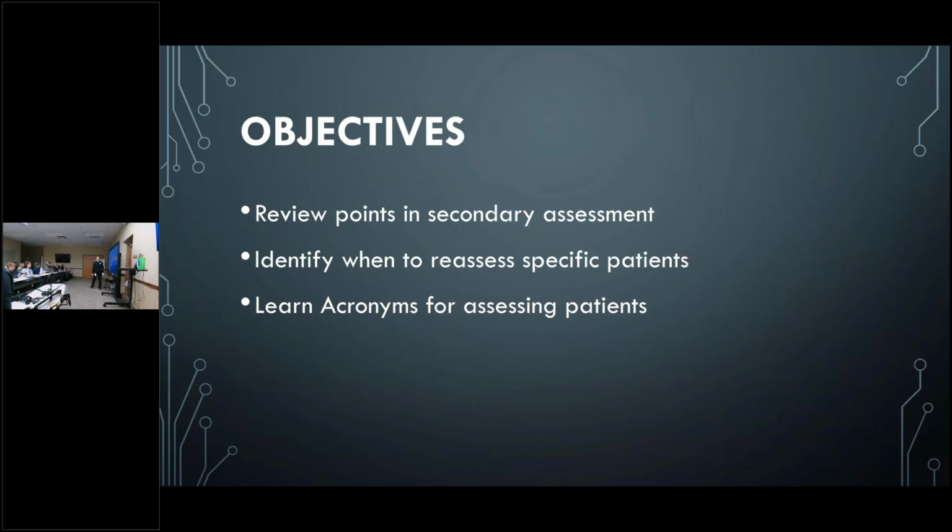So the objectives of our secondary assessment: we're going to review points in that secondary assessment on your sheet. If you want to follow along, awesome. If not, just keep it with you. It's your new little Bible because you're going to memorize it. You're going to identify when to reassess specific patients. So we have stable, unstable, trauma, medical, and we're going to talk about when to reassess these patients. And then we're going to learn our acronyms.